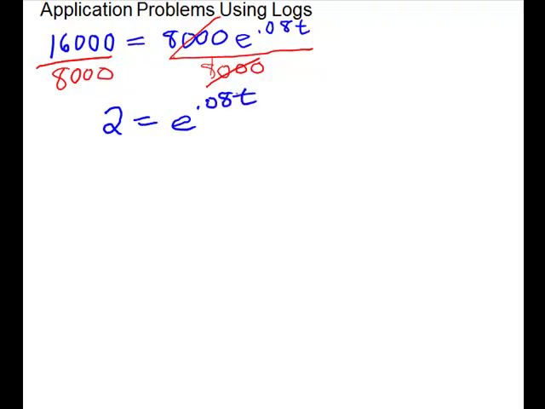And now we're ready to take a natural log on both sides because we want to get the t down. So I'll take the natural log on the left, so ln of 2. When I take the natural log on this side, it will bring this exponent down. So I'm going to go ahead and write the exponent first. Now, remember the ln of e is equal to 1, so we don't need that part. And all you have left to do is divide by 0.08.